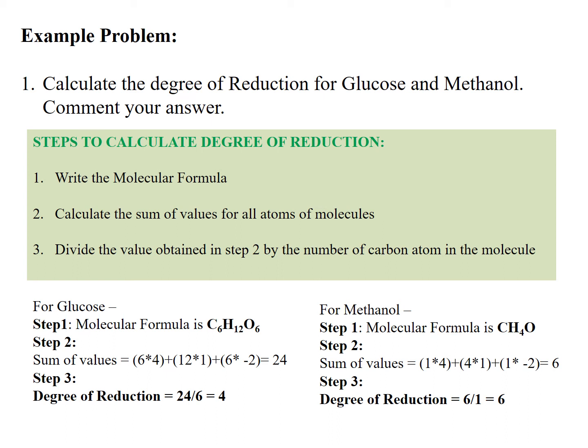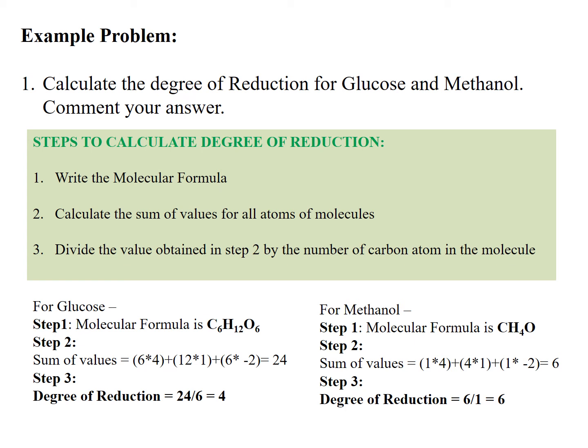To find the degree of reduction, as I told you, we have to divide this value by the gram atom of carbon in the molecule. In glucose the gram atom of carbon is 6. Therefore we get the degree of reduction as 4.